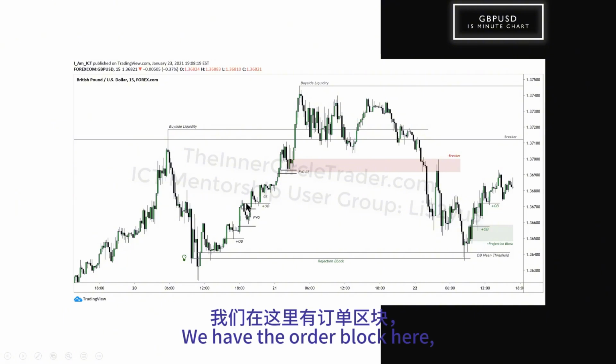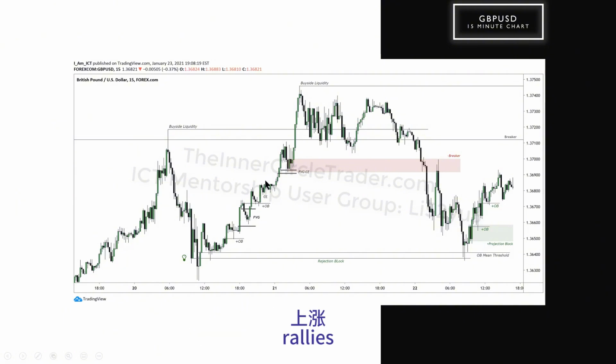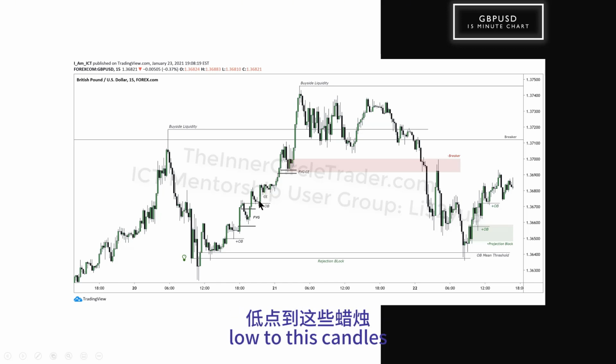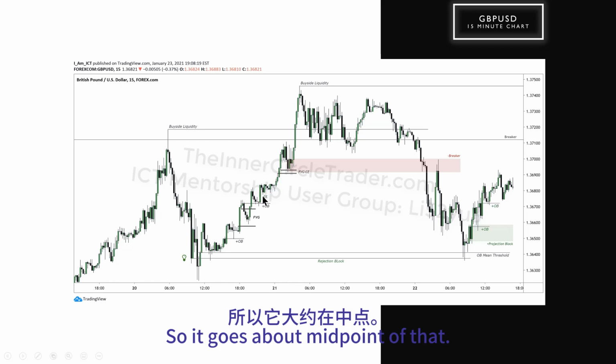We have the order block here, rallies, and we have consequent encroachment. It trades down from this candle's low to this candle's high. So it goes about midpoint of that.